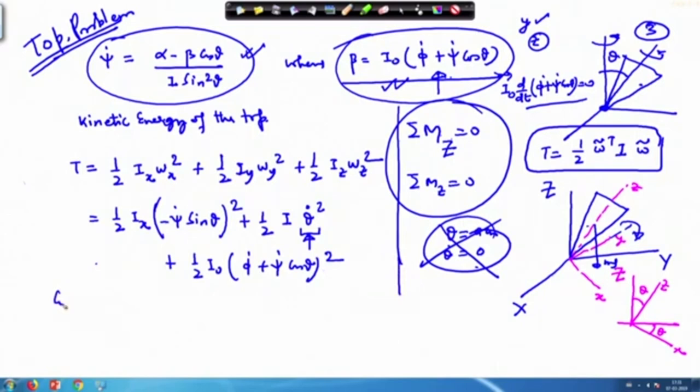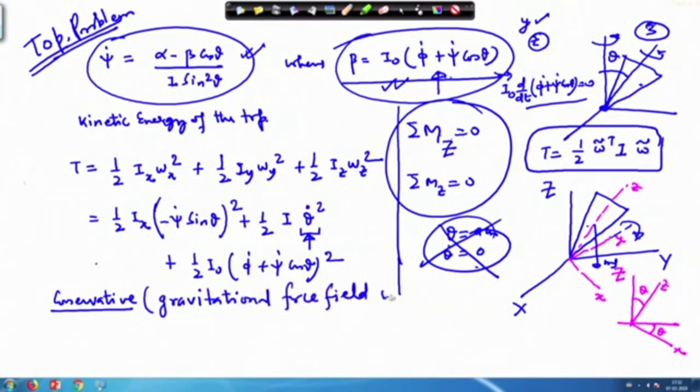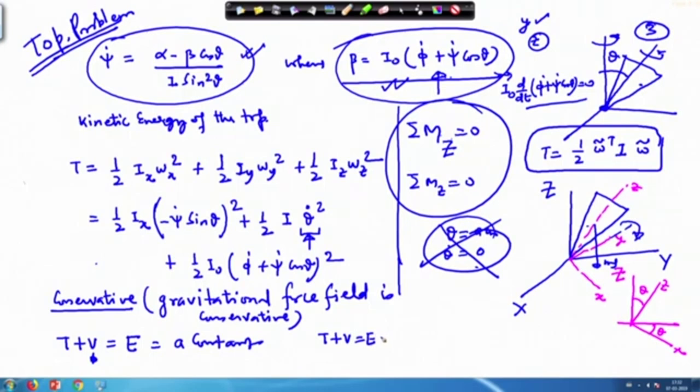Here this is a conservative system because the gravitational force field is conservative, and therefore T plus V, the total energy, will remain constant. So, T plus V equal to E. Your V will be equal to m g, see here in this place, if this is the mass center and this distance is C, we will take it on the next page maybe.